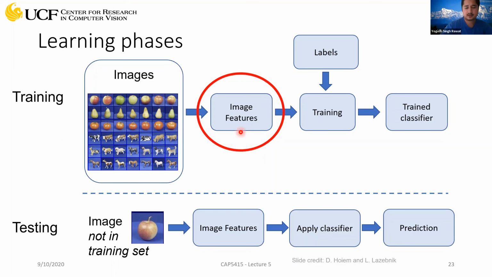Now let's look at the first component, the image features. We need these features during training time as well as during testing time. These features can be handcrafted features or learned features. And of course, we can directly use the pixel values of the image as well, depending on the task.